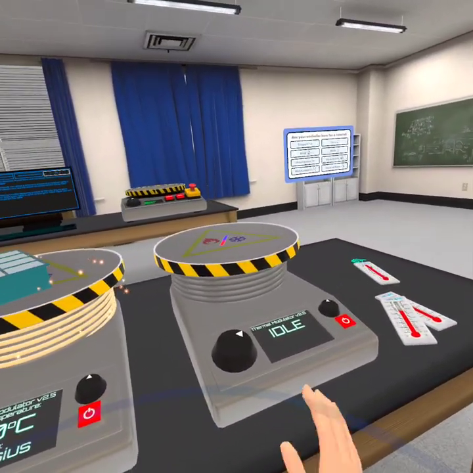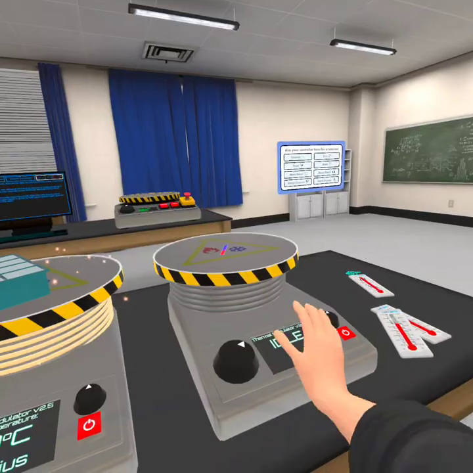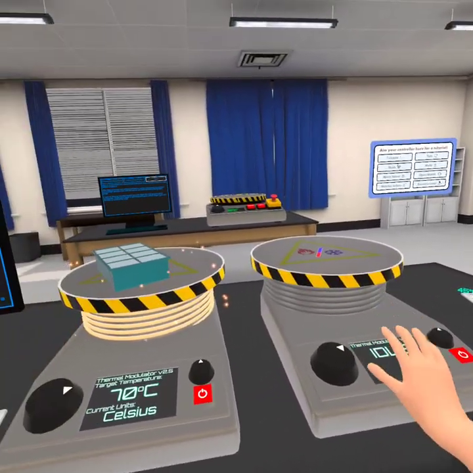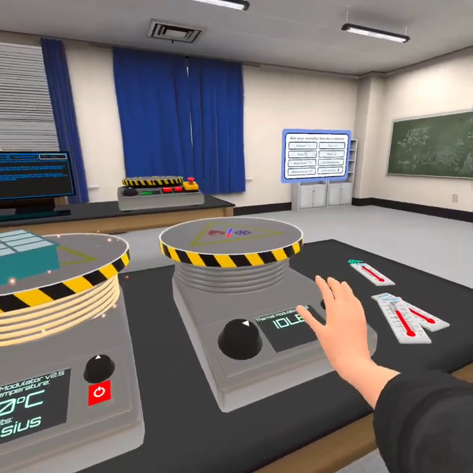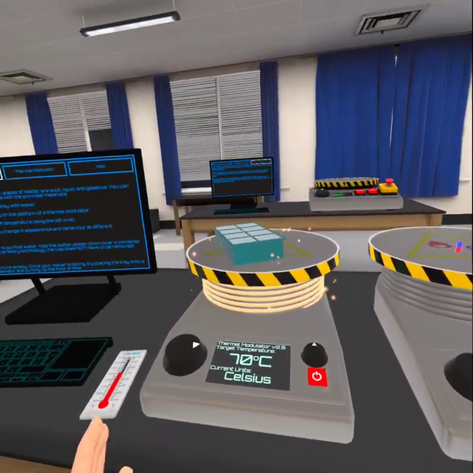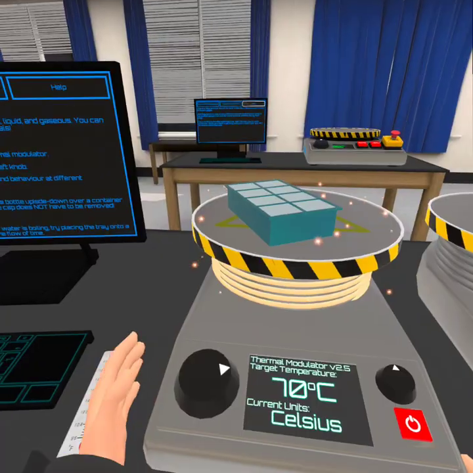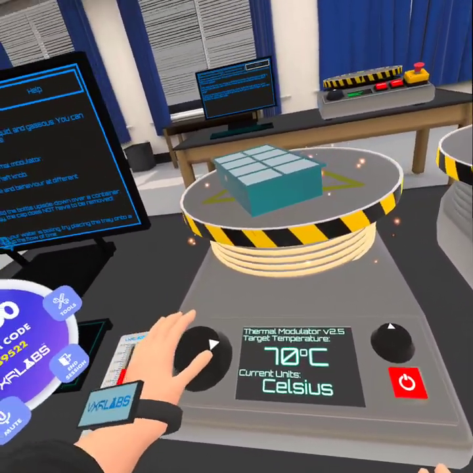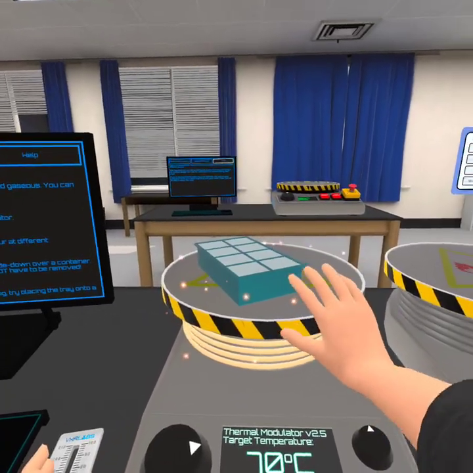Now you can see other students can use the same. It's similar to this thermal modulator, and the other students can use this thermal modulator for their experiment. For now, let's use this because I have this one running now. So I can also increase the temperature. Can you see the difference there?